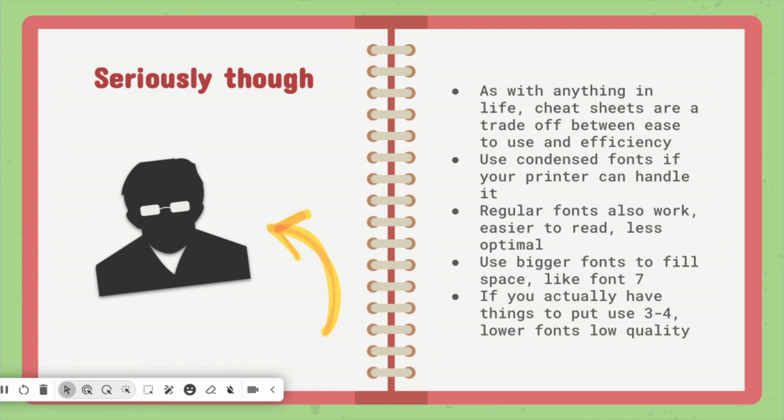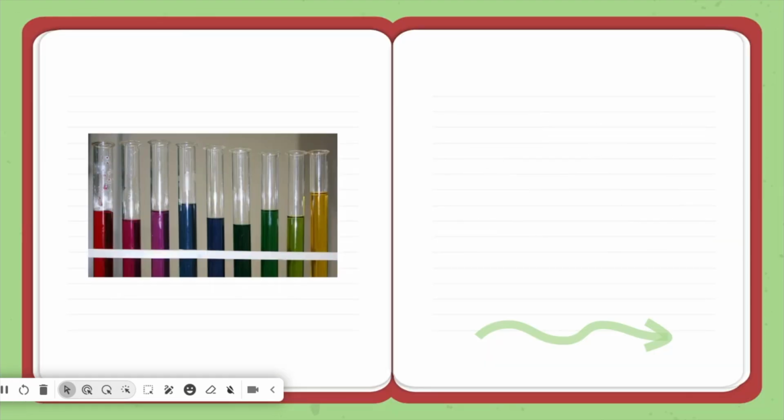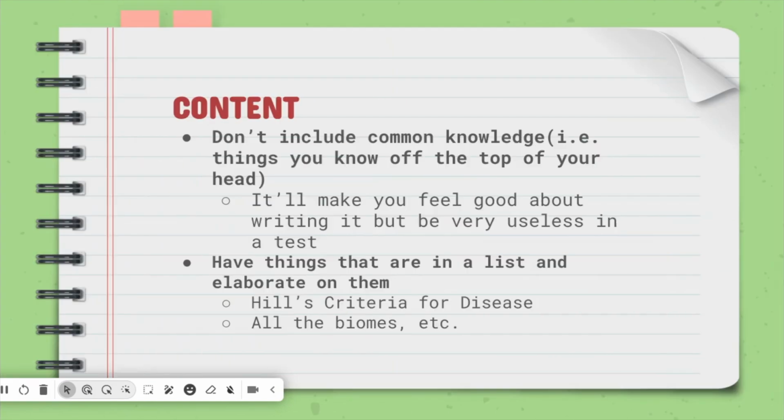And if you actually have a lot of things to put, font 3 and 4, you just have to color code it very well. And it will be slow to read, but make sure before a test to know which sections of your cheat sheet are where, so you can use it rapidly. Let me go back to the color coding slide earlier.